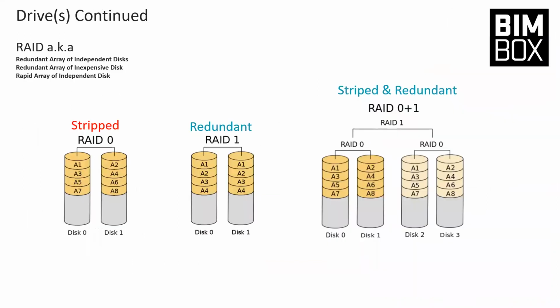Okay, now this is one of my favorite things to talk about. And if you're not familiar with RAID, this is going to be interesting. RAID is a redundant array of independent disks, or a redundant array of inexpensive disks, which is what it started out as, or as BIMBOX trades it, a rapid array of independent disks, okay? So there are a couple different things you can do with RAID, and I'm going to specify 3 today that I think are important. You're probably going to see about 7 different forms. These are different ways to configure drives to get performance, redundancy, or performance and redundancy.